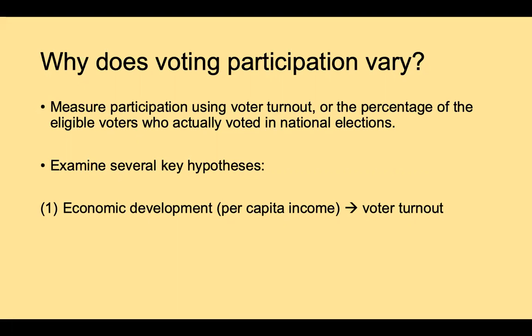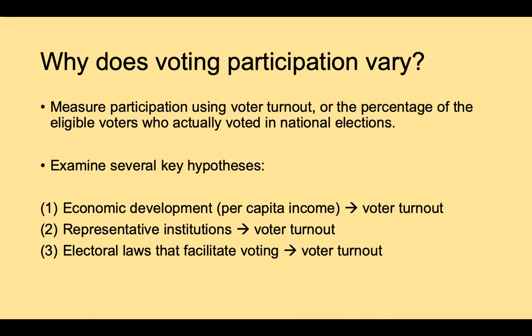So countries with higher levels of economic development should bring out more people to the polls, all things being equal. Countries with representative institutions should have higher levels of voter turnout. So representative legislatures and other forms of democratic institutions should bring people to the polls. Pretty straightforward. Electoral laws that facilitate voting, like mandatory voting, or laws that help people get the day off or get excused from work to vote, these should bring people to the polls. These are sort of like institutional drivers of voter turnout.